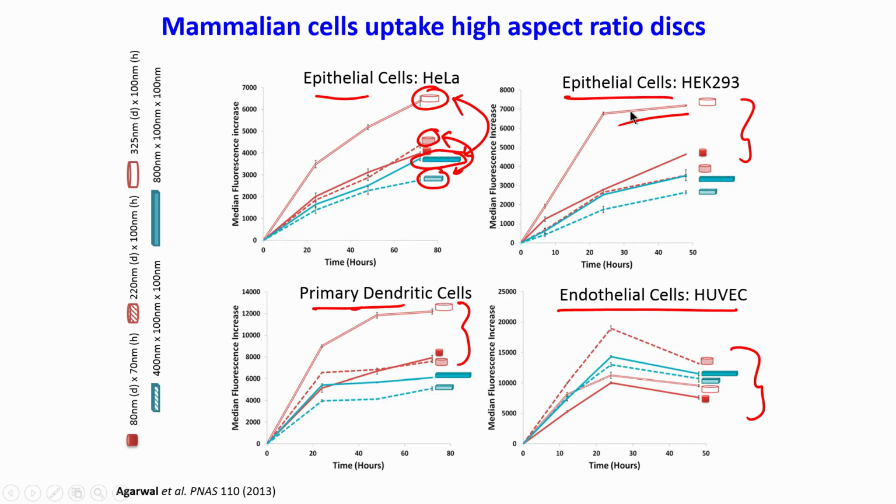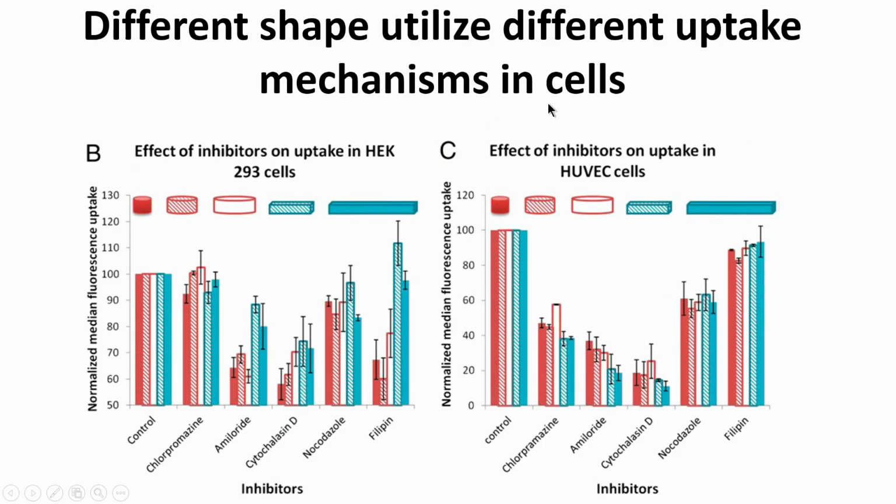So, this was a fascinating result, and then further to that they looked into what mechanisms are causing this, and what they found using different inhibitors. I am not going to go into details of what these inhibitors do, but essentially the cells have different pathways through which the particles are uptaken, and all of these inhibitors inhibit some of these pathways, and what they find is that different shape particles get uptaken by different mechanisms.